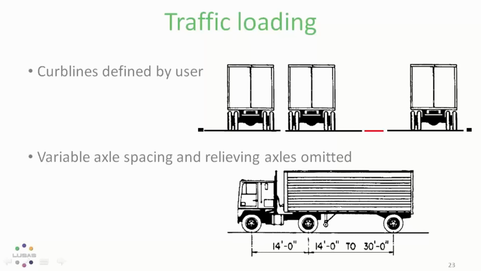The variable axle spacing in design trucks will take the most onerous value between 14 foot and 30 foot for each truck, and any relieving axles are omitted. So for moments over internal supports, often two vehicles are used with a 90% factor. This optimizer has the standard rules and the majority of the state implementations, and works to the Canadian code and many other international codes as well.